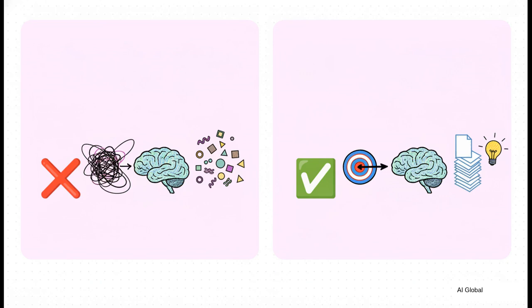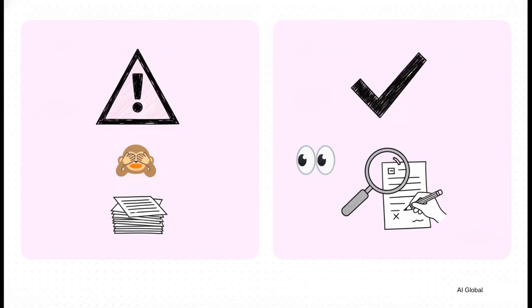Instead, you have to use specific automation instructions. Tell it exactly which app to look in, what kind of file to search for, and precisely how you want the output formatted. The quality of the AI's output is directly tied to the clarity of your command. It's that simple.